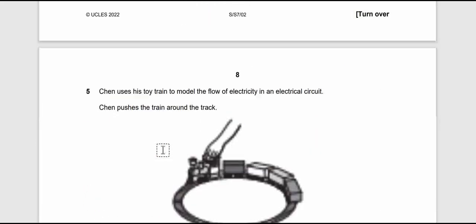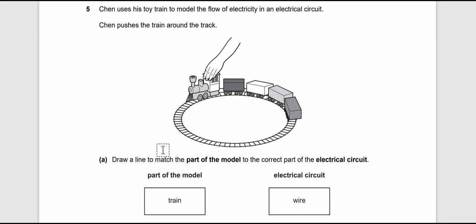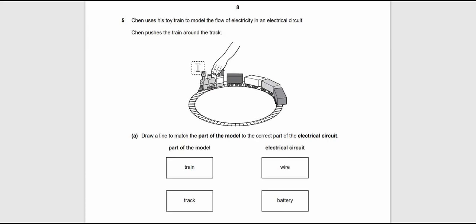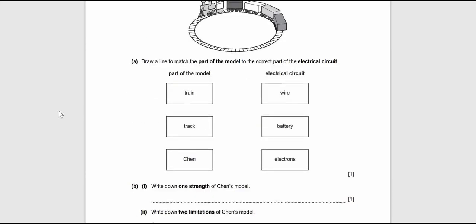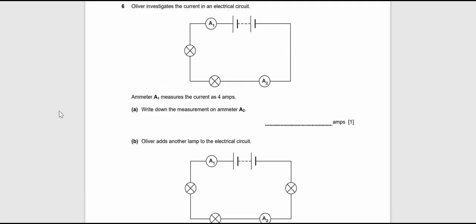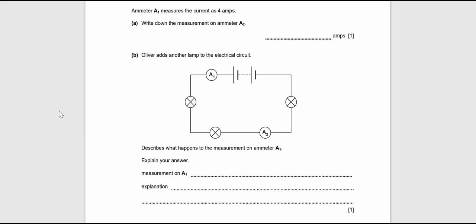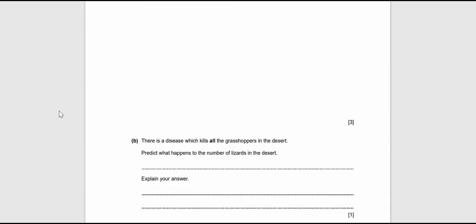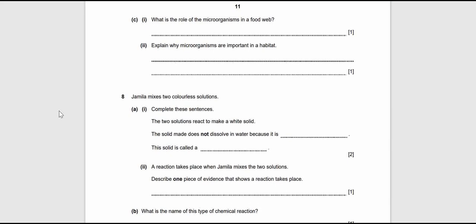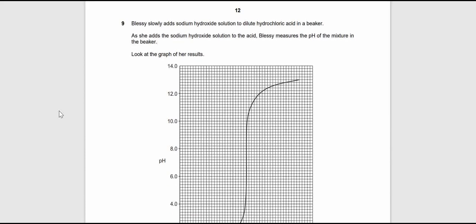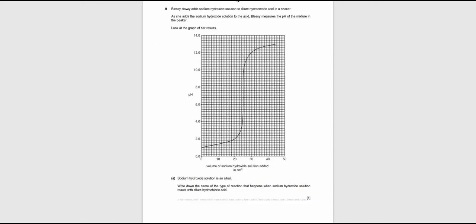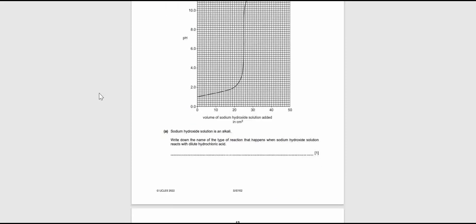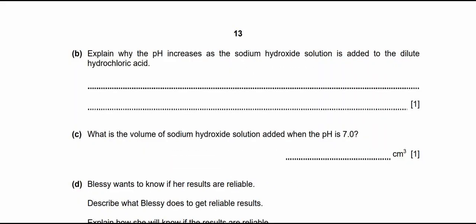All right, next, this is question 5A and B. Next, this is question 6A and 6B. Question 6. Next is question 7A, and this is question 7B. And we go to 7C, and this is question 8A and 8B. Let's move on to question 9. So question 9A, and this is 9B, C and D.